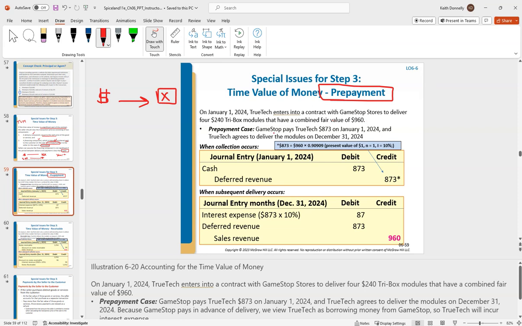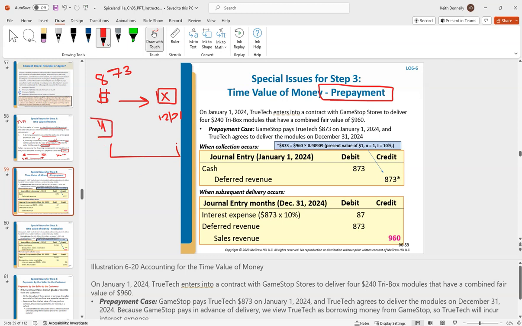Let's say that GameStop pays TrueTech $873 on January 1st, and TrueTech agrees to deliver the Xboxes at the end of the year. So we have a 1 year period here. How do we deal with this?